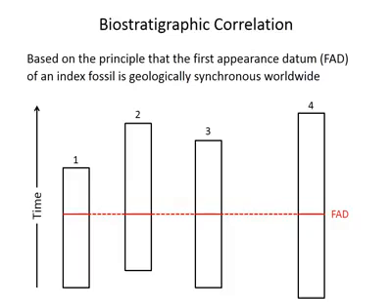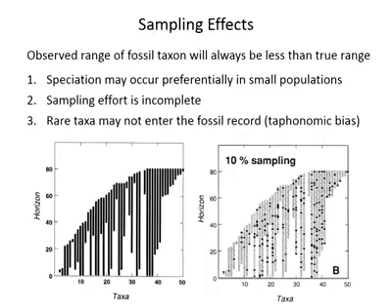So correlation on the basis of fossils uses the principle that the first appearance datum, or the FAD, occurred at the same time, at least geologically speaking, worldwide. However, that assumption of synchroneity may not be true for a variety of reasons. First, the observed fossil range of a species is always less than the true range of that species. If speciation occurs in small populations, this means that the species is likely to be geographically restricted when it first originates and later spreads to other regions. That time gap may not be significant geologically speaking, but it could also be. It's difficult to tell.